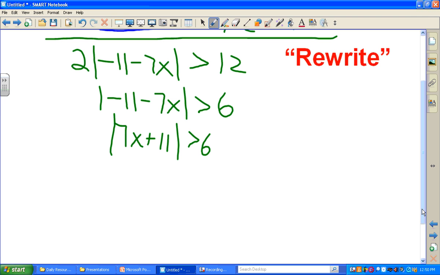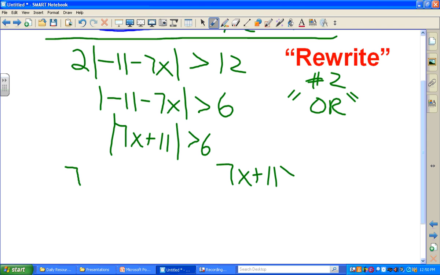Now I'm ready to bust this out. Is this rewriting it using number 1 or using number 2? Sam, what do you think? Nice. Is that an and or an or statement? It is an or. Is that what you said? Excellent. So we got the 7x plus 11 greater than 6, or 7x plus 11 less than negative 6. Okay? Remember every single time. I like that.